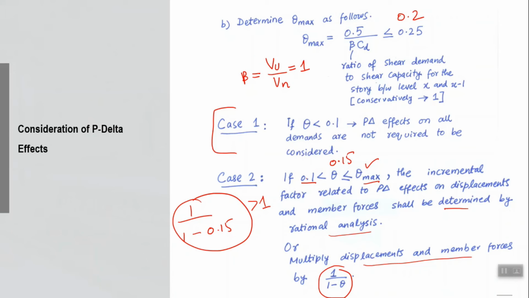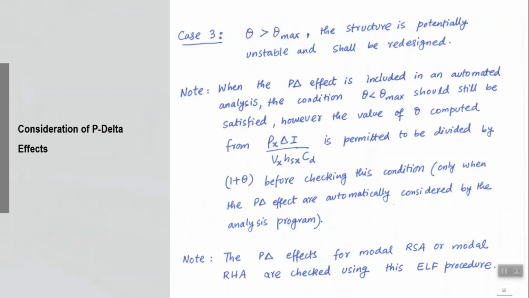One is to use the automated option, some analysis algorithm which automatically accounts for it in the available commercial programs. Second is the manual option, that you simply multiply your displacement and member forces by 1 over 1 minus theta, right? Then the third case is that your theta is greater than theta max. In that case your structure is potentially unstable and it should be redesigned, right? So in no case can you have a theta greater than theta max. If you have that case, you have to change your design, right?